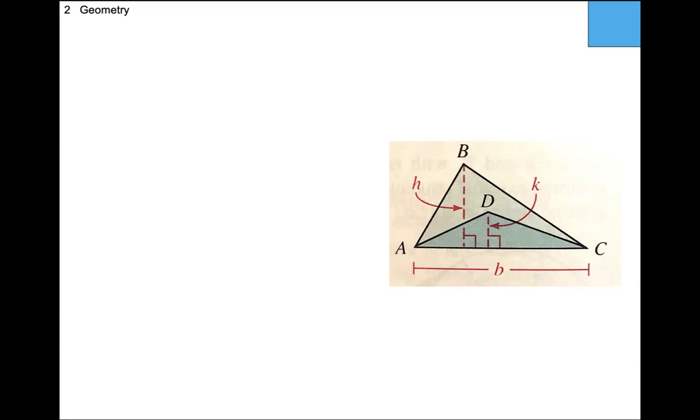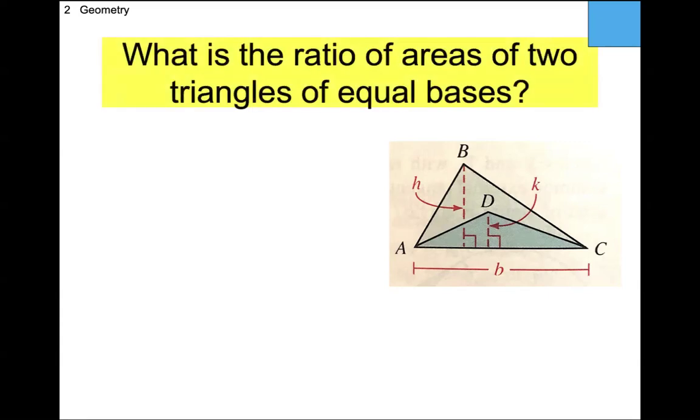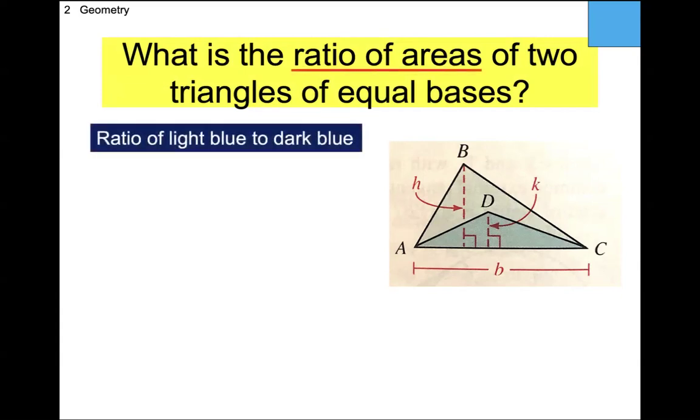So, two triangles that share the same bases. Same drill as the other one. What is the ratio of their areas? And this time it's going to be of equal bases instead of equal heights. Okay, so ratio of the areas, once again, I have to say what color to what color. So we're going to do the light blue to the dark blue, if those colors look blue to you.